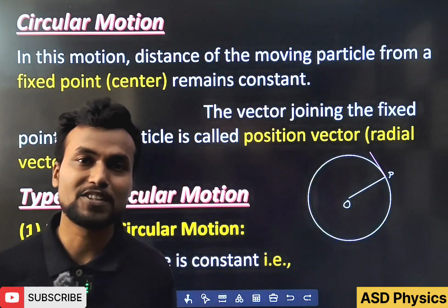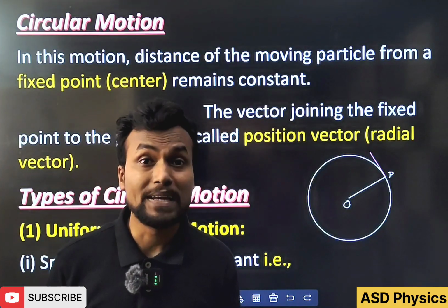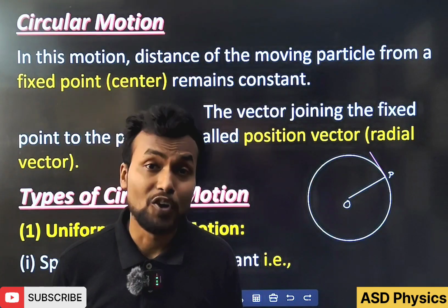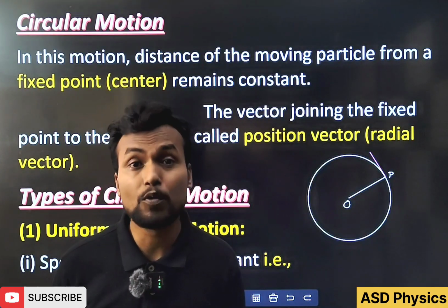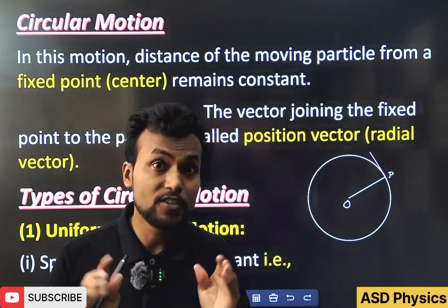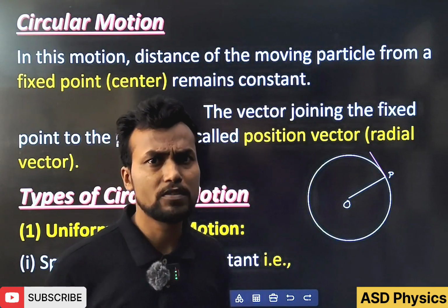So students, in this video we are going to learn about the basics of circular motion. We will learn what is uniform circular motion, non-uniform circular motion, and the most important, we will see the centripetal acceleration derivation in a uniform circular motion. Okay, so watch the video till end.